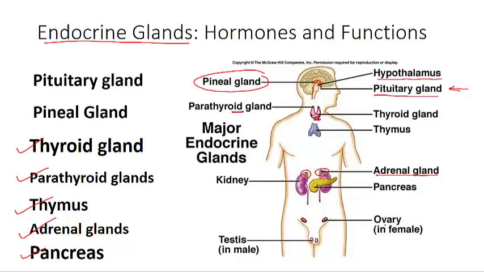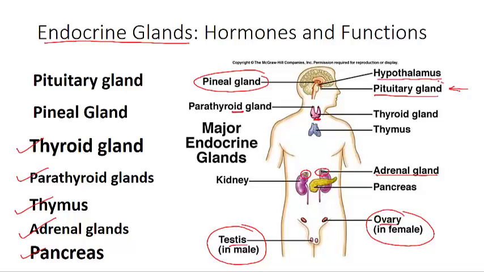There are two other hormonal glands, the ovary and the testis. The ovary is only in females and the testis is only in males, and they produce hormones responsible for major and minor sexual characteristics in men as well as in women. So these are the different positions of the endocrine glands.